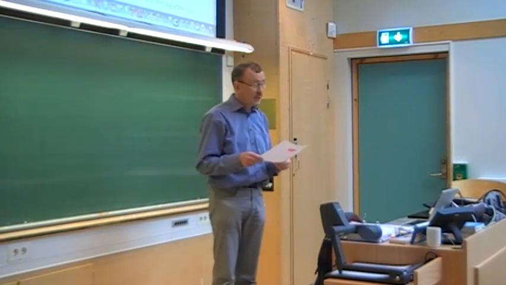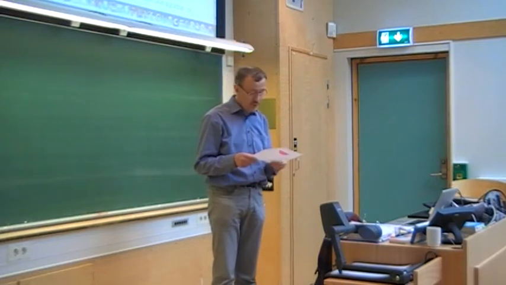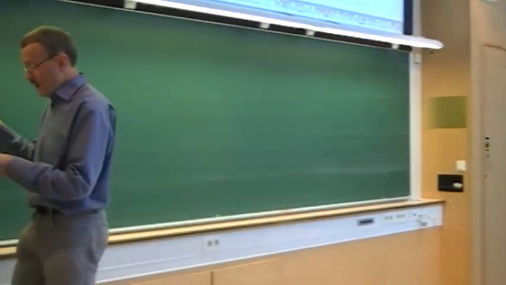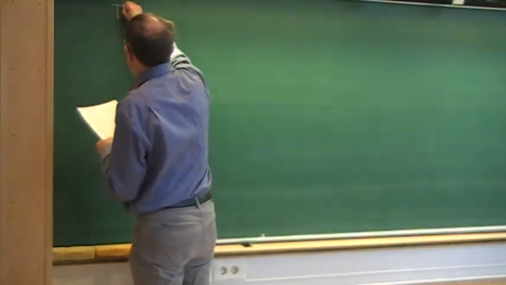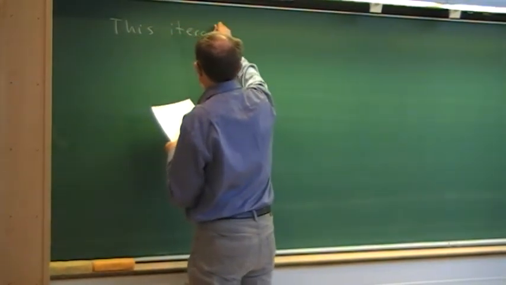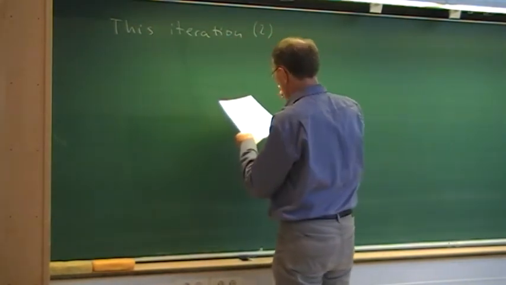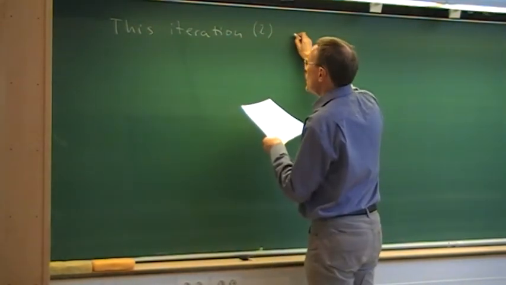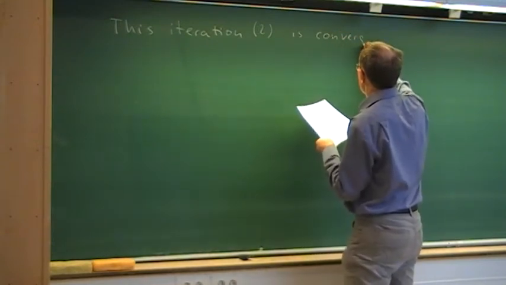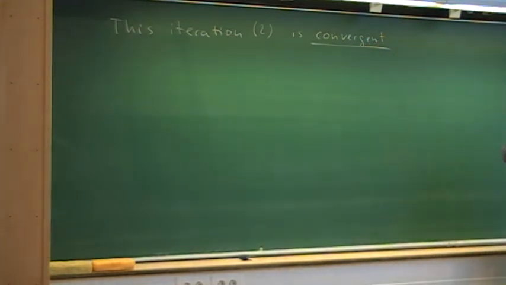So we just started iterative methods, and then we saw how the computed iteration depends on the previous one. And this iteration, that was equation 2, will converge. That is number 2. This iteration is convergent. And now we talk about iterative convergence.